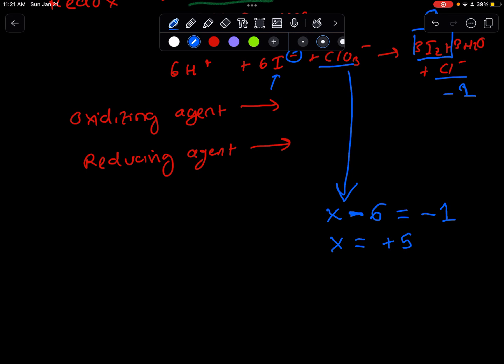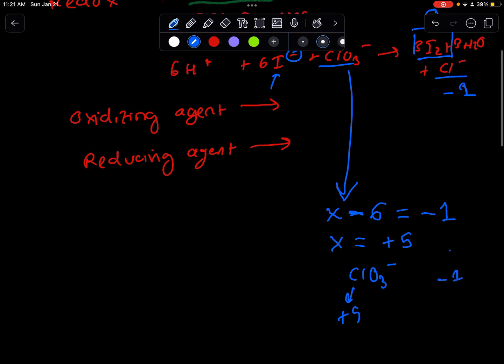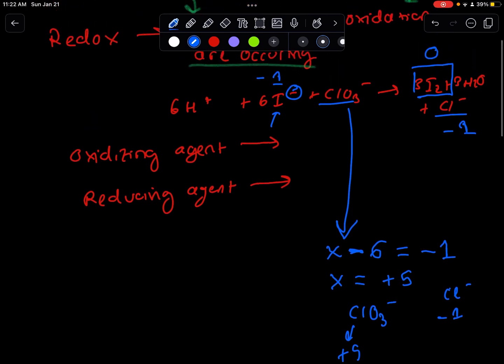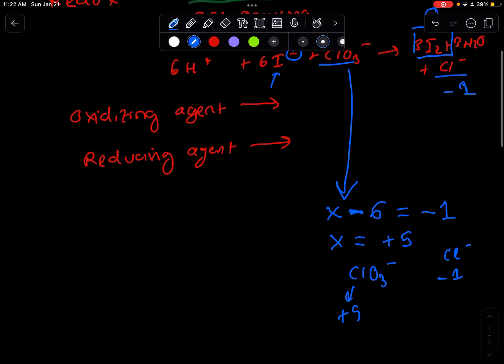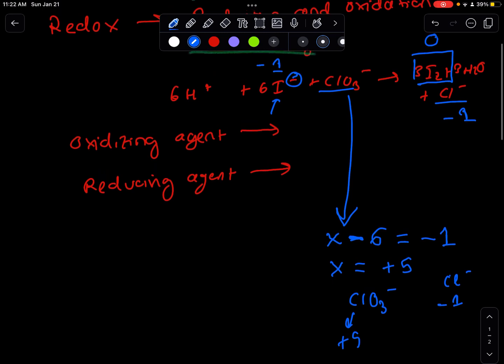So chlorine has gone from +5 here to -1 in here. So has it been oxidized or reduced? Well, the answer is that the oxidation number has decreased, so it's been reduced. So the oxidizing agent, then, what is it? The oxidizing agent is the substance in the reaction which oxidizes the other thing. So this ClO3, it oxidizes the I minus and it becomes reduced. If something oxidizes something else, it becomes reduced. So this is our oxidizing agent. Our reducing agent then will be the I minus.